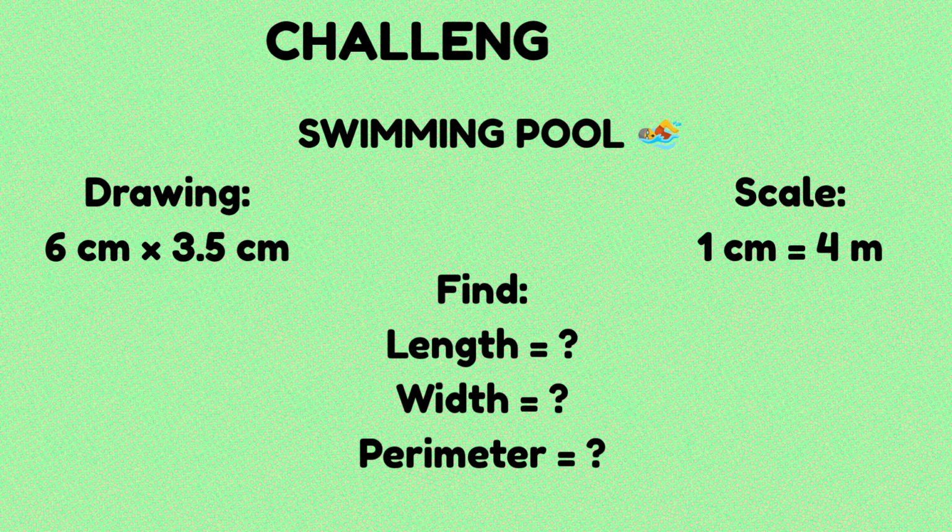Here is a swimming pool represented by a rectangle. The drawing measures 6 centimeters by 3.5 centimeters. The scale is 1 centimeter equals 4 meters. Find the actual length, width, and perimeter.